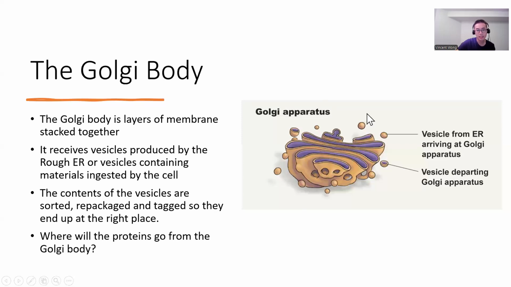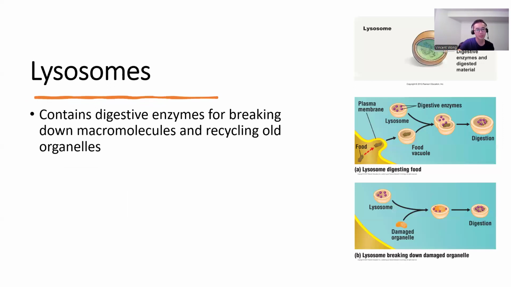Okay, we did the Golgi already. It's like a bunch of pancakes, and these are vesicles from ER. It will go there, and then it will move back and forth, and then it will pinch off. Where do the proteins go from the Golgi? I showed you 4 places it can go. So one of the places it could go is to become a lysosome. Lysosome contains digestive enzyme. We learned enzymes on Monday. These are proteins that speed up chemical reactions.